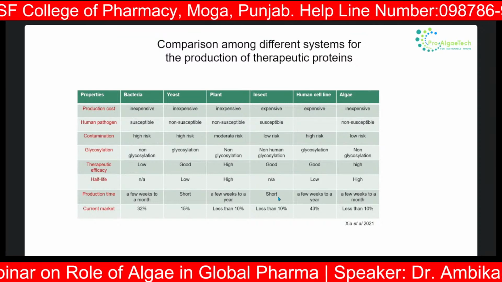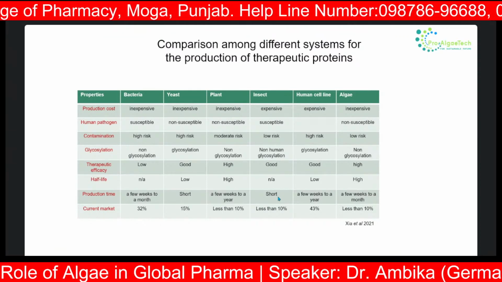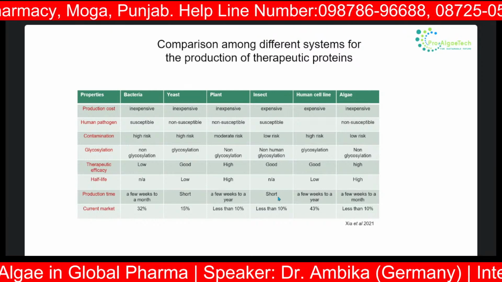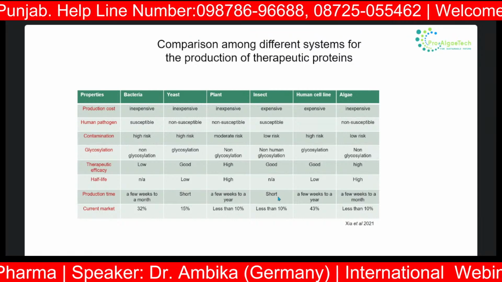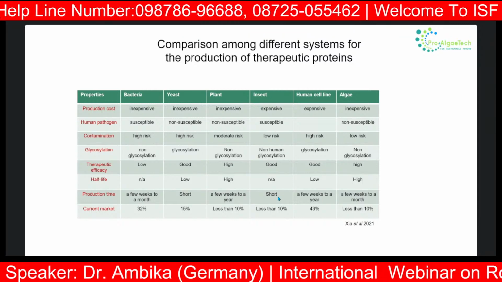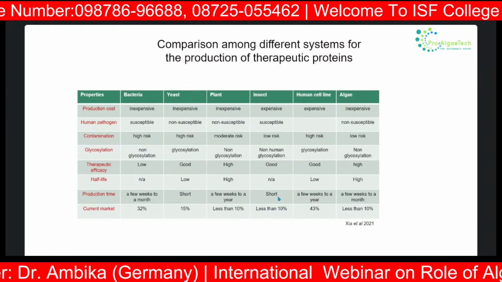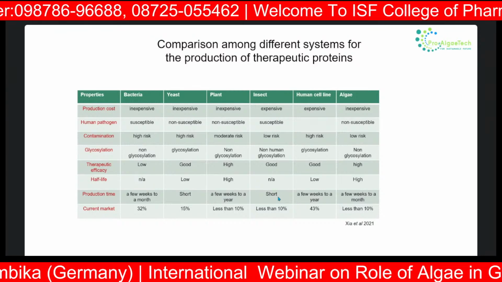Why? Because algae is only now spreading its business strategies into different fields. Now it has started, so definitely in a couple of years, it will be more than 40%.